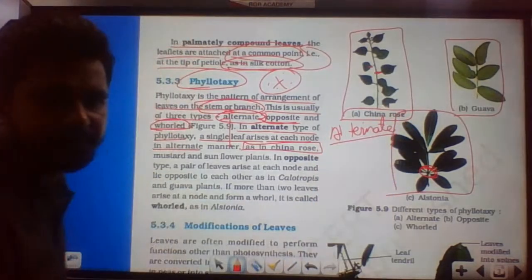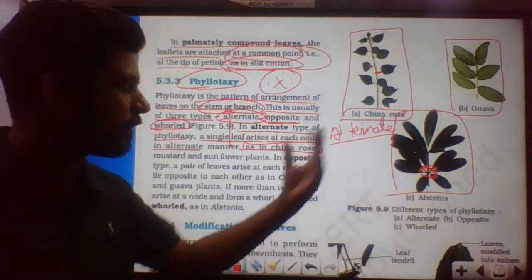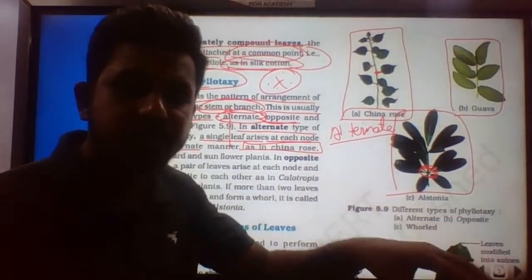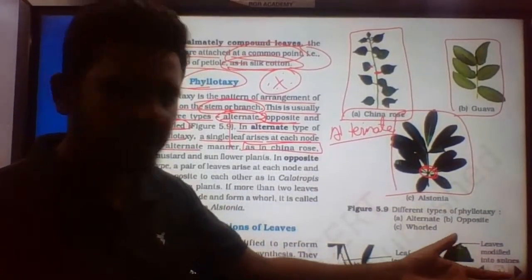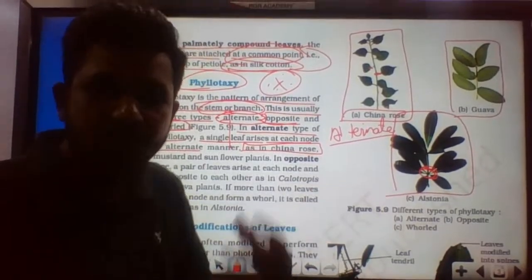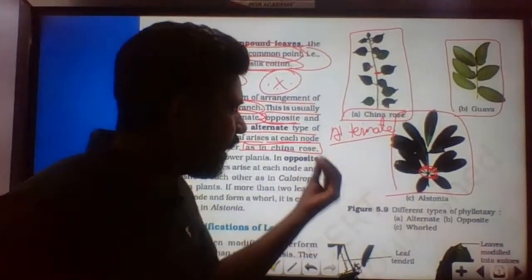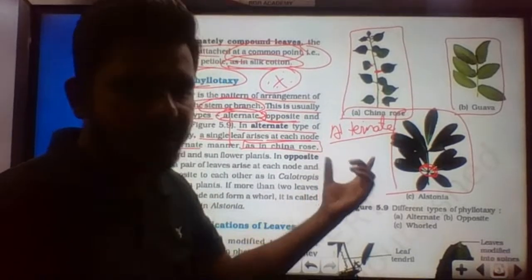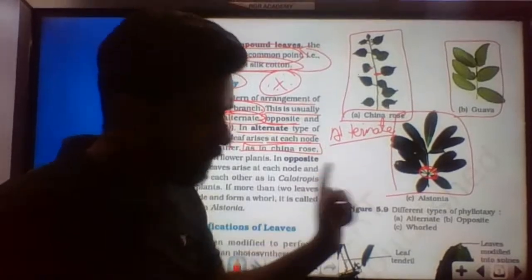How can we expect a question from this content? A statement like alternate type of leaves is present in China rose can be given, and it may be a correct statement. We can also expect a wrong statement. Instead of giving China rose for alternate, they may mention guava. Actually guava is not an alternate type, it is an opposite type. So we have to distinguish the examples also.